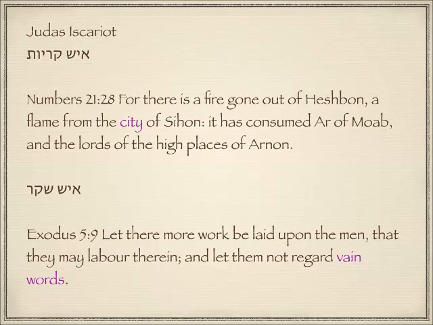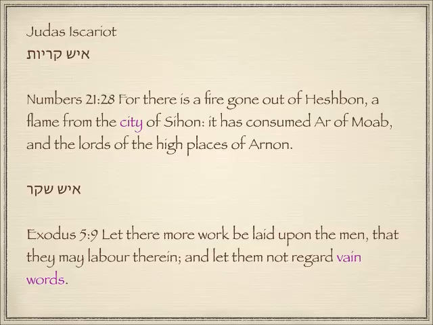And finally we have Judas Iscariot. Judah, we know, is with no S. The word Iscariot is presumed to have come from two Hebrew words, Ish, the man of, and Kiryot, which is a word that can mean city. In Numbers 21:28, "For there is a fire gone out of Heshbon, a flame from the city, Kiryah, of Sichon. It has consumed Ar of Moab, and the lords of the high places of Arnon." So that is one possibility. That makes good sense. Ish Kiryot, a man of the cities.